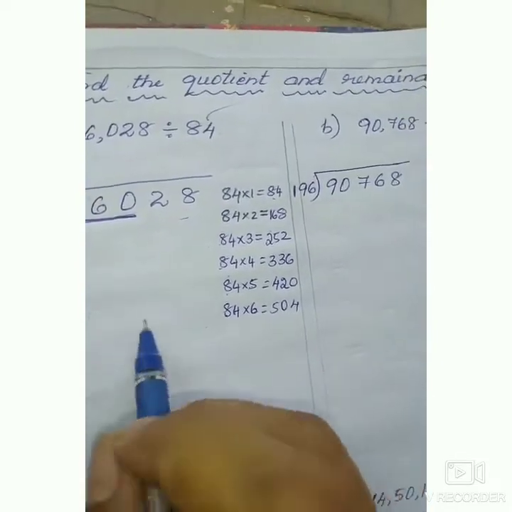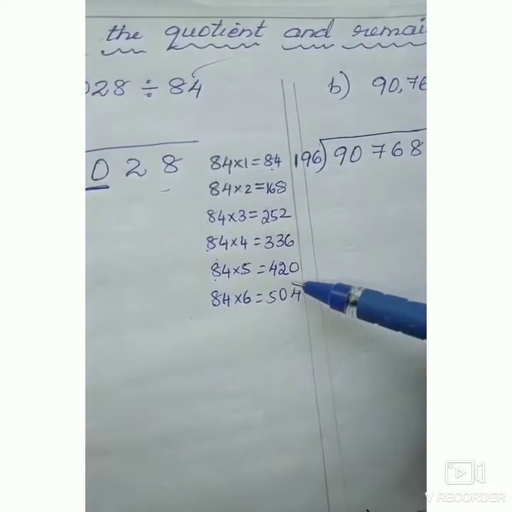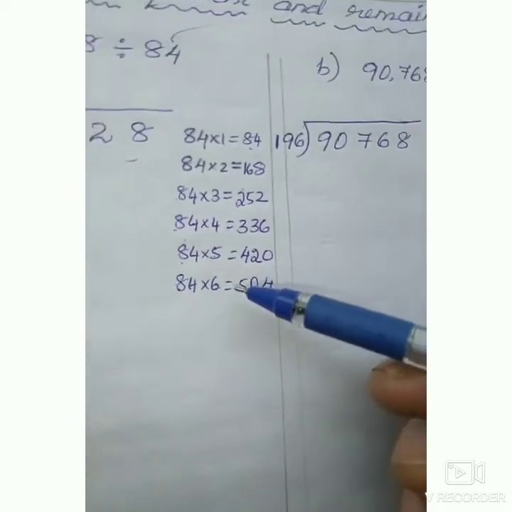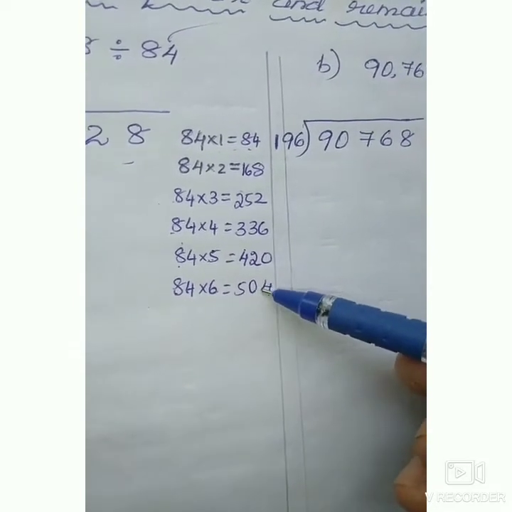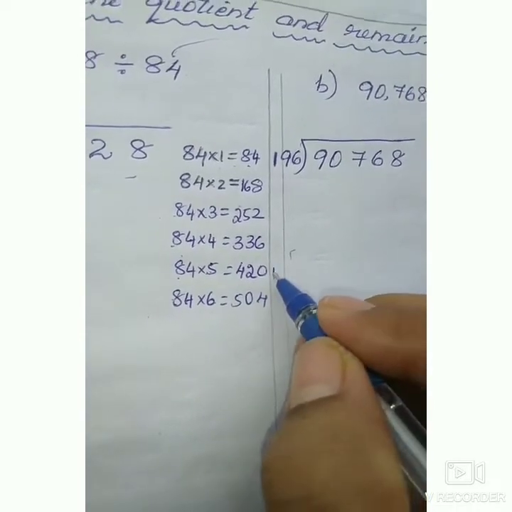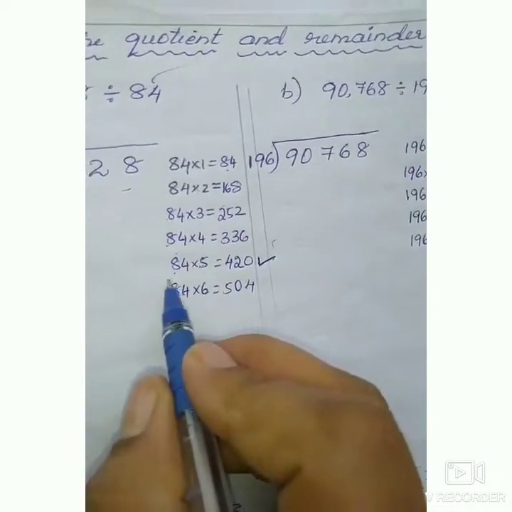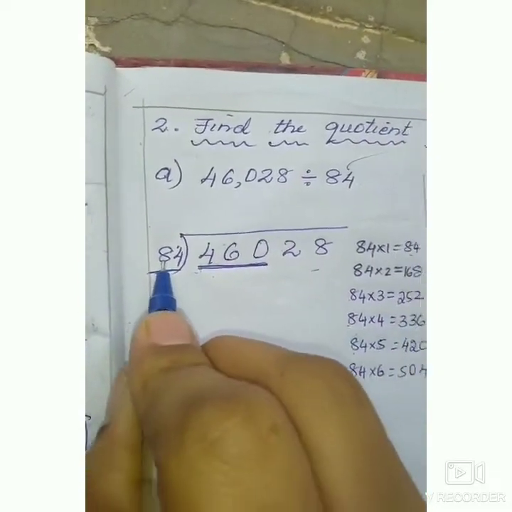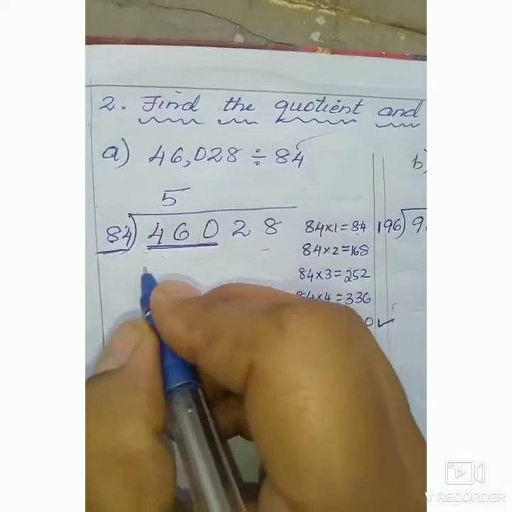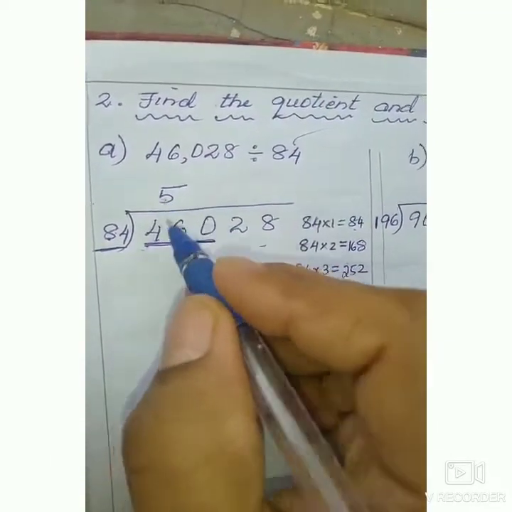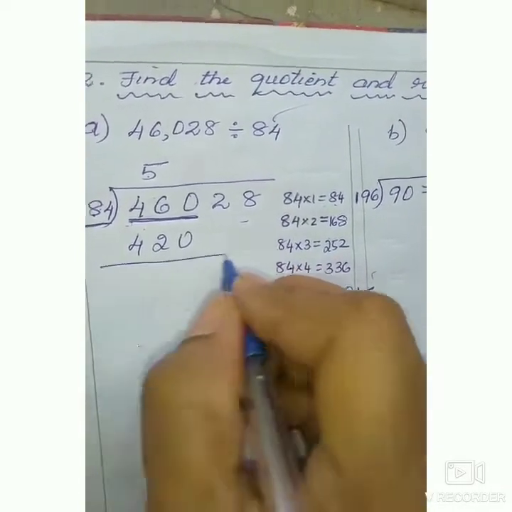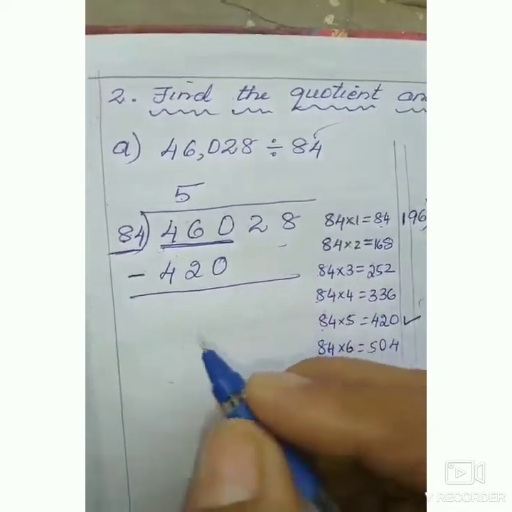Okay, children? Now see that 460, whether 460 is there in the 84 table? No. So what you have to do is take the immediate less than 460. Which is immediate less than 460 is 420. So 84 fives. First you have to write the quotient, then you write the number, 420, the multiplier. Okay. Now first write the minus symbol.